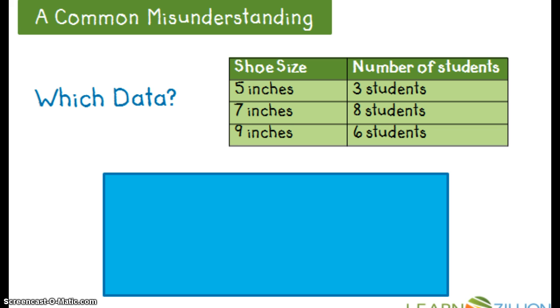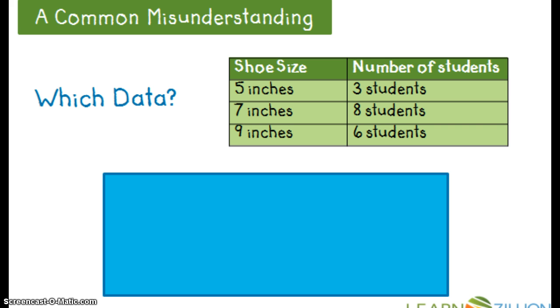Now, students often get confused when they think about which set of data goes on the x-axis, or the horizontal line, for the line plot. Sometimes students think that we should put the number of students on the number line and then plot data for the shoe size. If we do this, how would we plot the shoe size? Can we tell how many times the number of students happened?